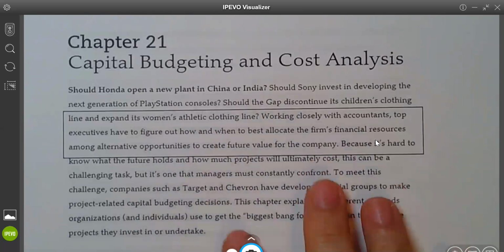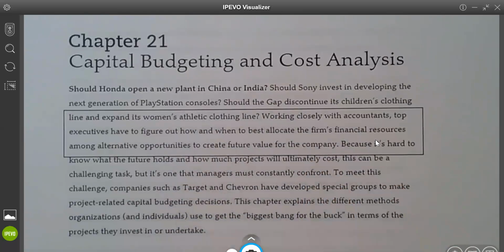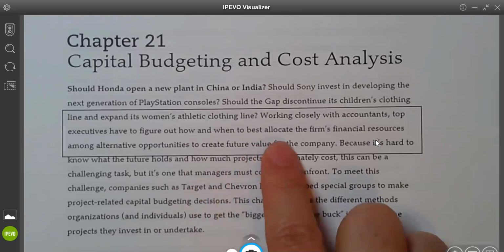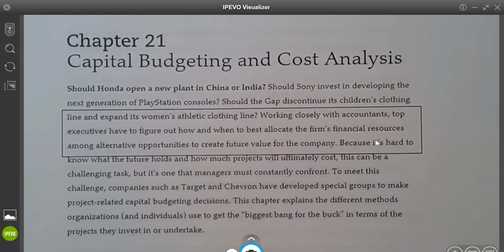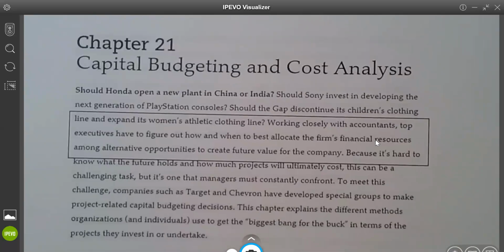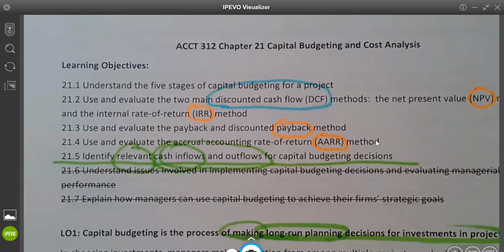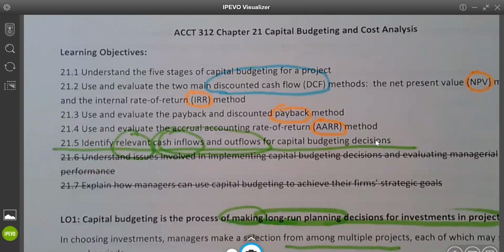I'm not going to read the slides. I think it's really good that you read this chapter, the textbook, the case, the story, so you know what this chapter will talk about: how and when to best allocate your financial resources, basically money, among alternative opportunities. So how should we make sure which project is the best one? Sorry, I put some notes here already. Sorry about that.